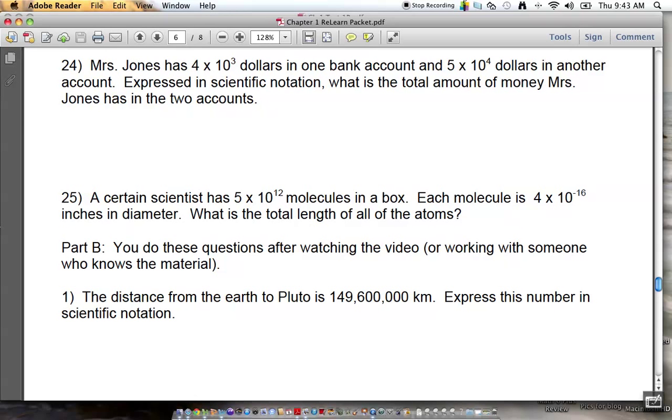Okay, ready? Mrs. Jones has 4 times 10 to the third dollars in one bank account, 5 times 10 to the fourth in another bank account, expressed in scientific notation. What's the total she has?